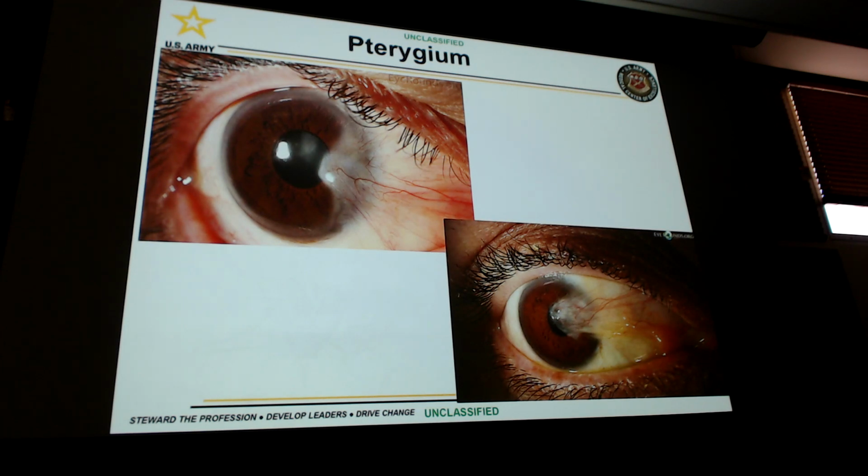This other one on the top, not necessarily so much. So that might just be observed for the potential to spread. But they may not require treatment for that top picture because it's not necessarily affecting the patient's vision yet.